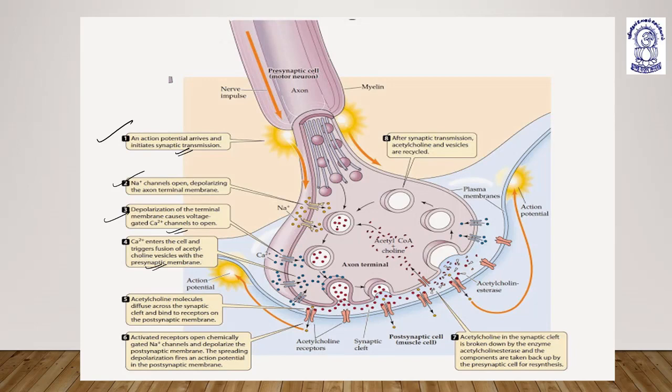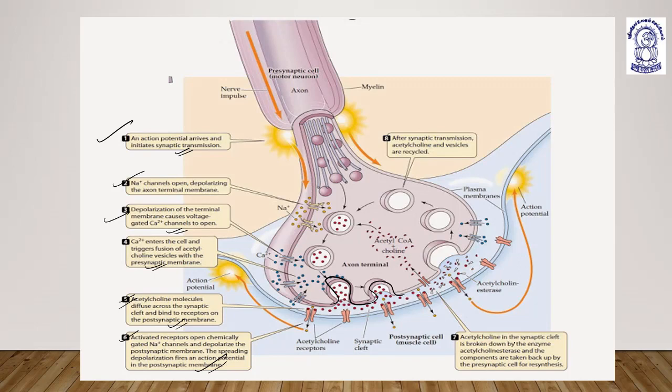You can see the vesicles fusing with the membrane, and they release acetylcholine. Acetylcholine molecules diffuse across the synaptic cleft and bind to the receptors on the postsynaptic membrane. Activated receptors open chemically gated sodium channels and depolarize the postsynaptic membrane. The depolarization fires an action potential in the postsynaptic membrane.